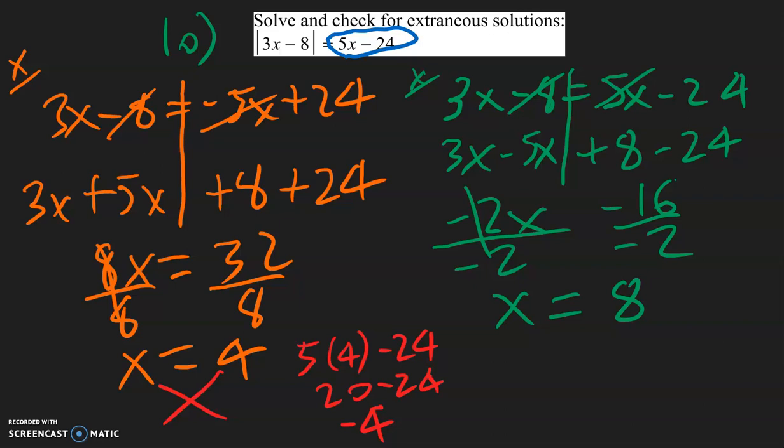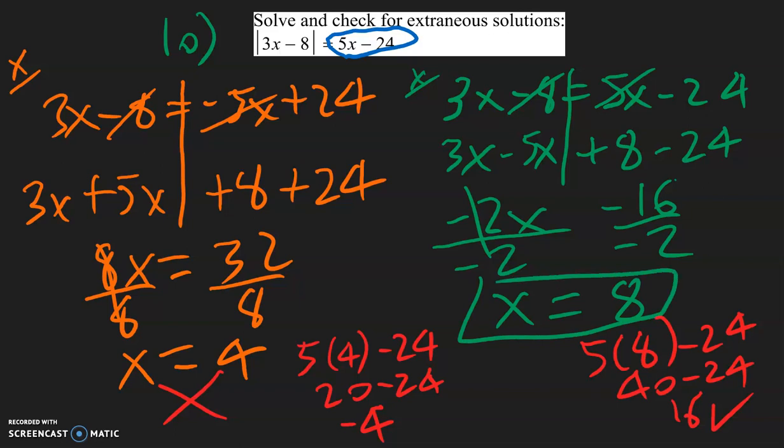Okay, so let's see if 8 is being real, or is 8 also being fake. So 5 times x, but x is 8 in this case. 5 times 8 minus 24. 5 times 8 is 40 minus 24 is going to give you a positive 16, so this one is okay. So our only real answer is x equals 8.